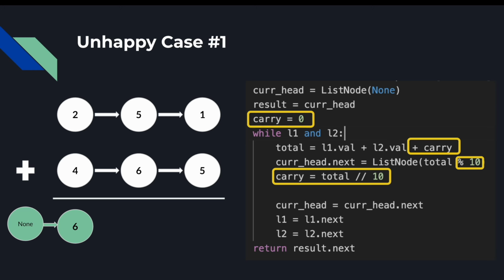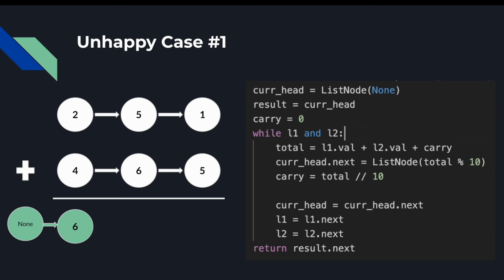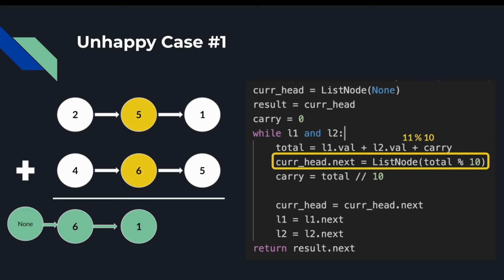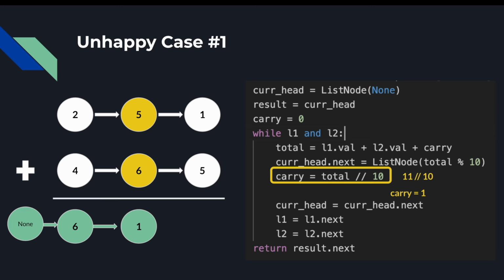As with all things, things are clearer with an example. So let's continue the code flow with the diagram on the left, starting from the second node. After adding 2 and 4, carry is still set to 0 because 2 plus 4 is less than 10. So total will be equal to 5 plus 6 plus 0. We set the next node to be total mod 10, which is going to be 1. And then we set the carry to total floor divided by 10, which is 11 floor 10, which is 1.